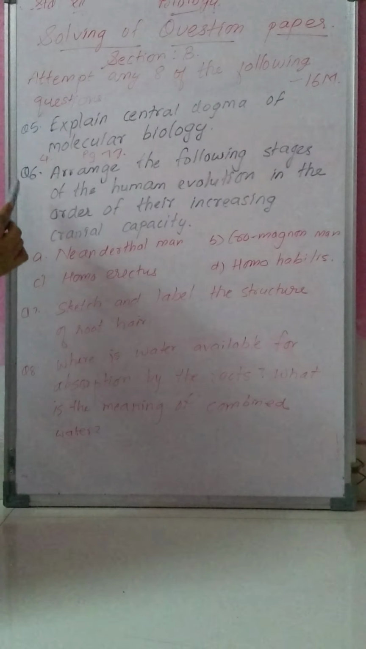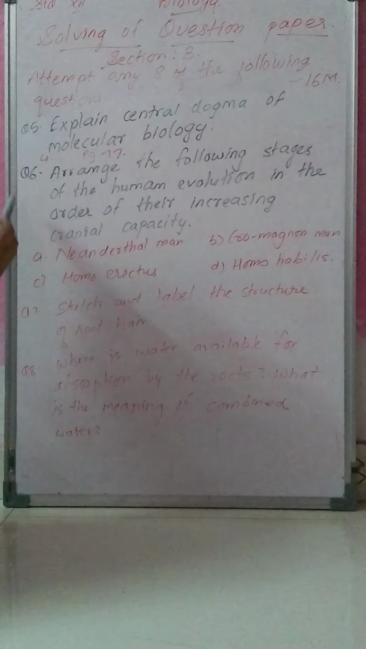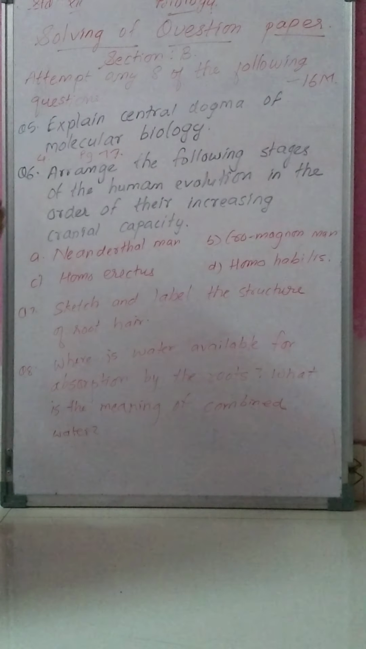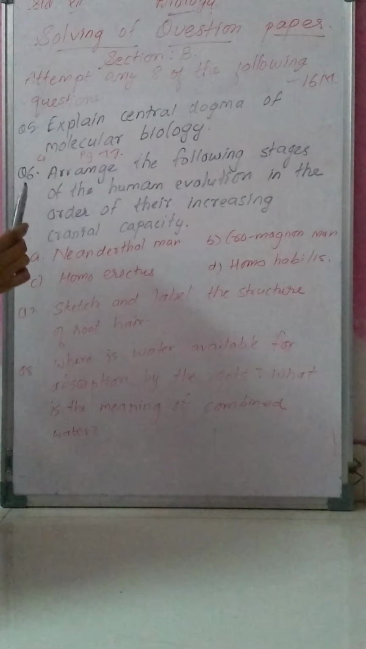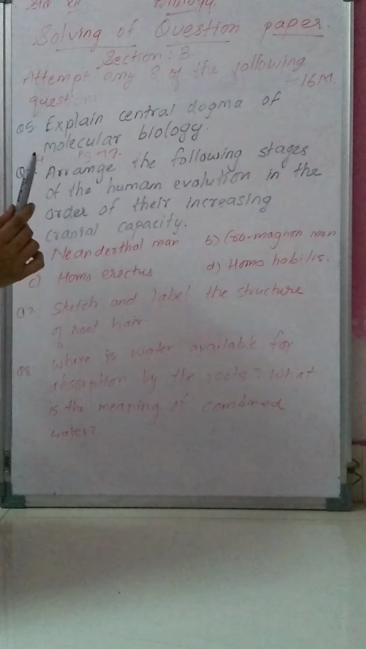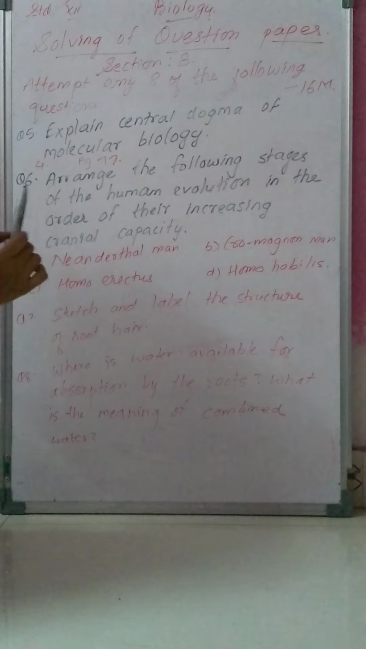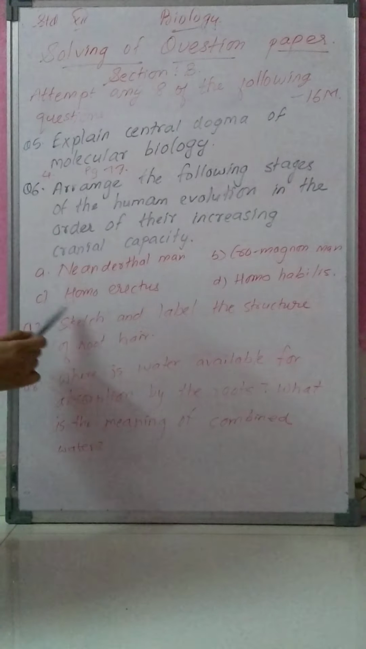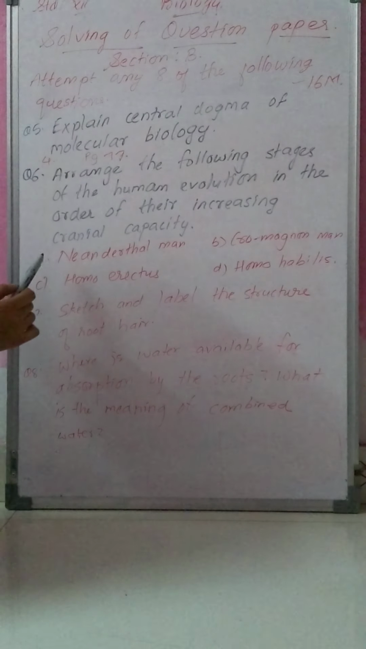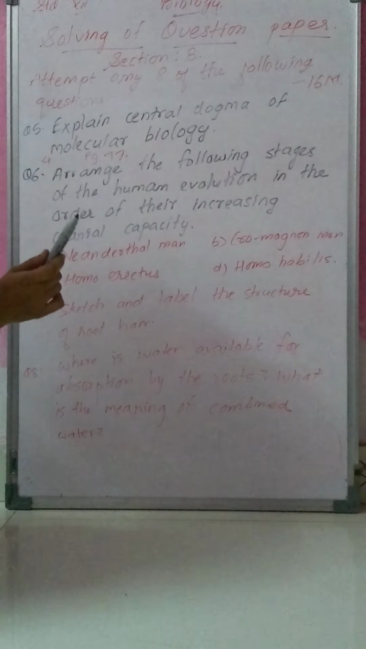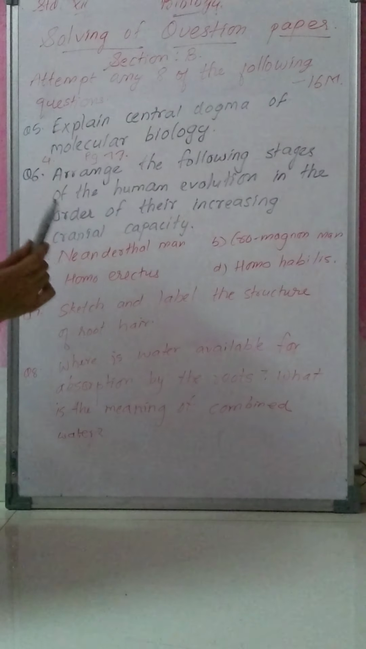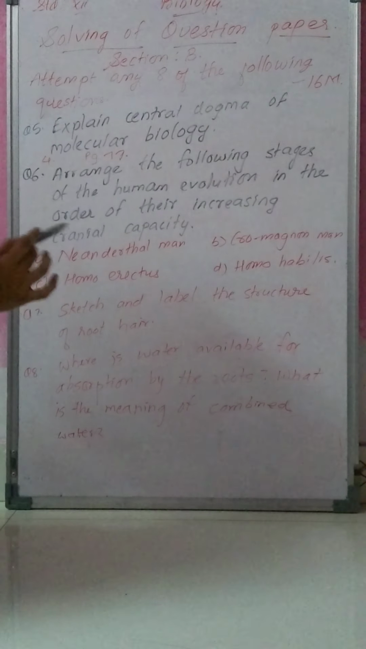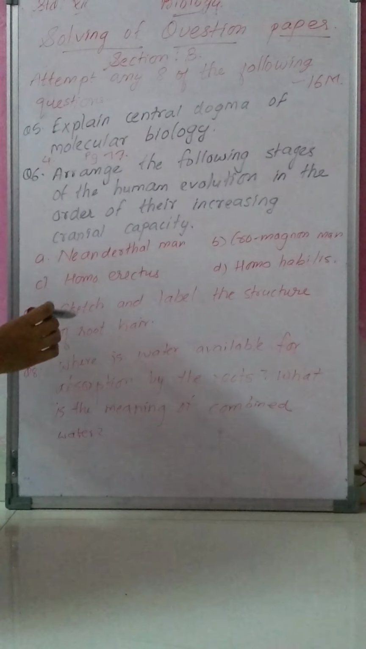The next question is, arrange the following stages of human evolution in the order of their increasing cranial capacity. See here 4 stages of human evolution are given: A, Neanderthal man, B, Cro-Magnon man, C, Homo erectus, and D, Homo habilis. You have to arrange these according to their increasing cranial capacity.